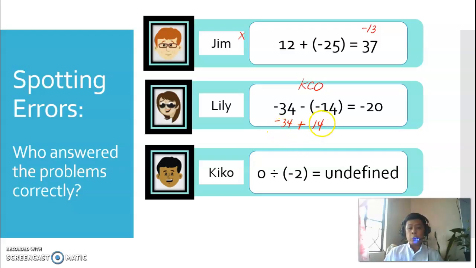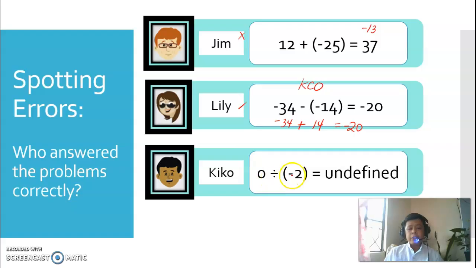Rule sa addition. Magkaiba ng sign, yung 34 ay negative, yung 14 ay positive, so magsusubtract tayo. 34 minus 14 is 20. Tapos, kuhanin yung sign ng integer na mas malaki ang absolute value. So, 34 yon. So, negative. So, this is negative 20. So, tama si Lily. Next, si Kiko naman.